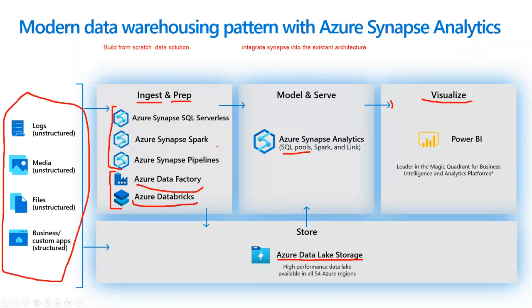So that's the key point you have to take out: integrating Synapse into what you have already, or building something from scratch. That's the power of Synapse. That's maybe why Microsoft called it Synapse, because the word comes from the brain, when it connects your neurons. The synapse is something that's actually connecting.